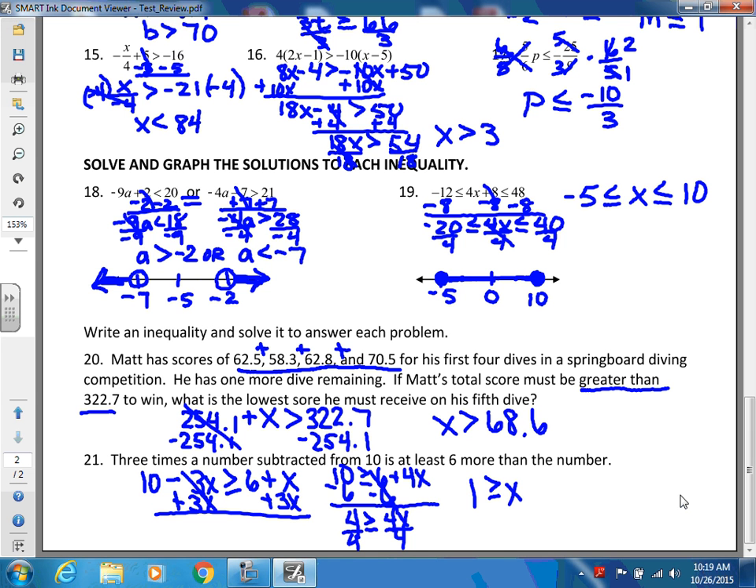Or if you don't like writing it that way, then you can say x is less than or equal to 1. Both of these are written the same way. I don't want to use the word or because that makes it look like a compound inequality. So you can use either one of those. That means 1 has to be bigger or equal to the number, or the number has to be smaller or equal to 1. But that's your final answer. So translating has to happen correctly first before you can solve it correctly.